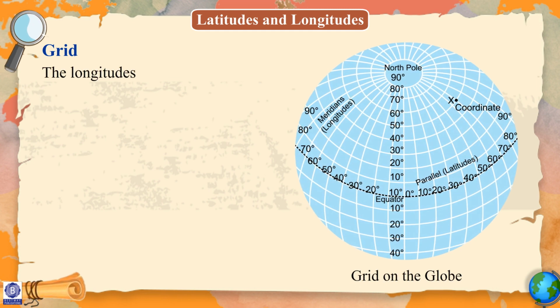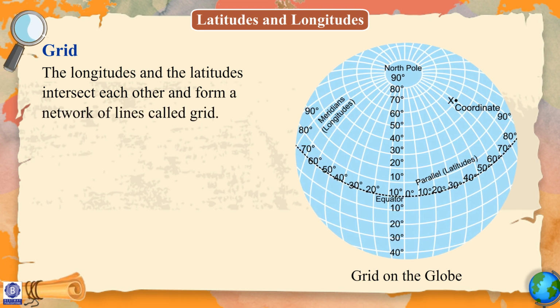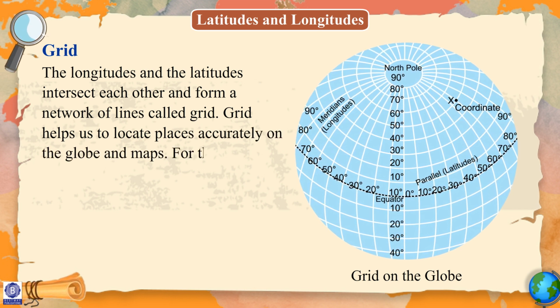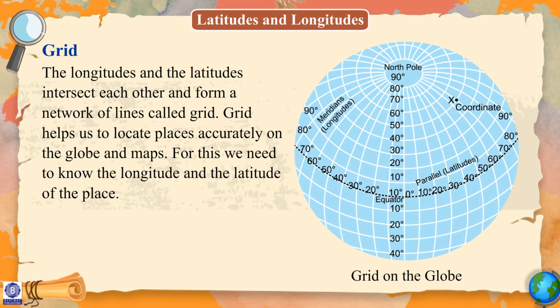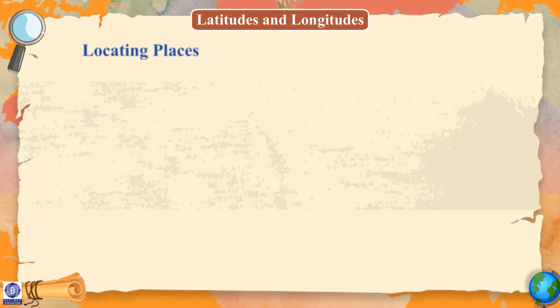Grid. The longitudes and the latitudes intersect each other and form a network of lines called a grid. The grid helps us to locate places accurately on the globe and maps. For this, we need to know the longitude and the latitude of the place. The point at which they cross each other will be the location of the place.